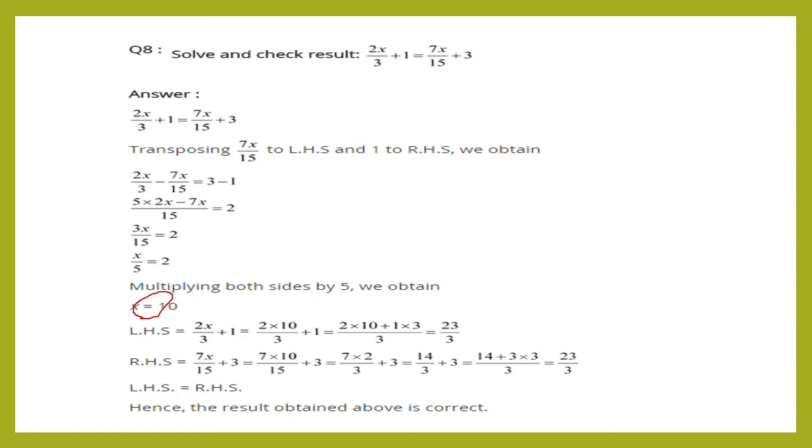Why do we multiply this numerator with 3? Here the denominator is 1, but we changed the denominator into 3, so we want to multiply the numerator also 3 times. So 14 plus 3 into 3 by 3. 14 plus 3 3s are 9. 14 plus 9 means 23 by 3. LHS is also 23 by 3, RHS is also 23 by 3. LHS equals RHS. Hence the result obtained above is correct. I hope you understood this, children. Practice yourself.